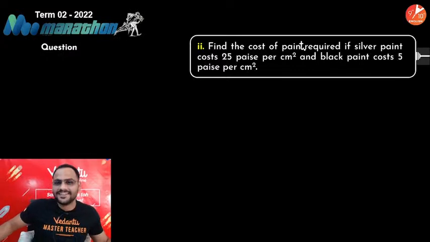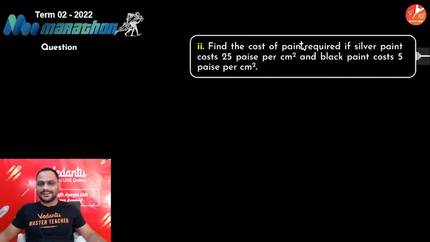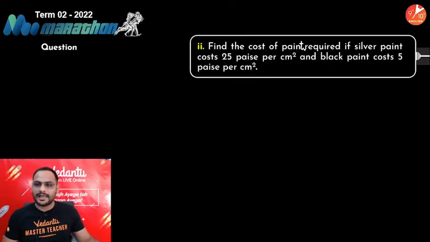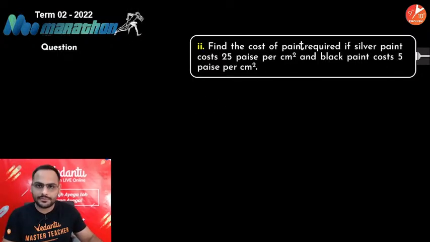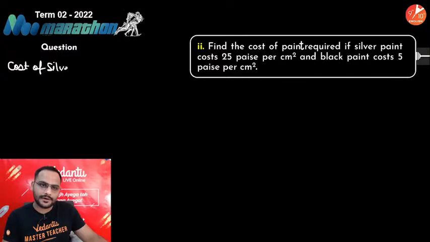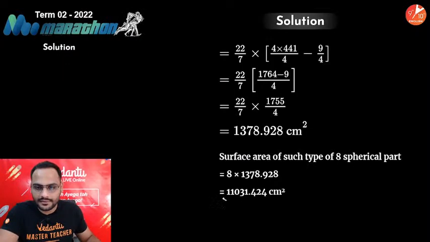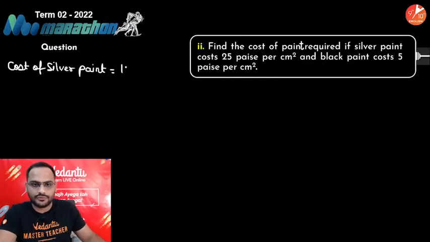ठीक है. ओके, सो फाइंड द कॉस्ट ऑफ पेंट रिक्वायर्ड. द सिल्वर पेंट कॉस्ट 25 पैसे पर सेंटीमीटर स्क्वायर एंड ब्लैक पेंट कॉस्ट 25 पैसे पर सेंटीमीटर स्क्वायर. तो सिल्वर पेंट के लिए तो बेटा एरिया भी नो है ना. सो आई कैन से कॉस्ट ऑफ सिल्वर पेंट विल बी हाउ मच? कि भाई कॉस्ट ऑफ सिल्वर पेंट तो हमारा ये रहा 11,031.424 into 25 पैसा. 25 पैसा मीन्स व्हाट? 1/4 रुपीज.